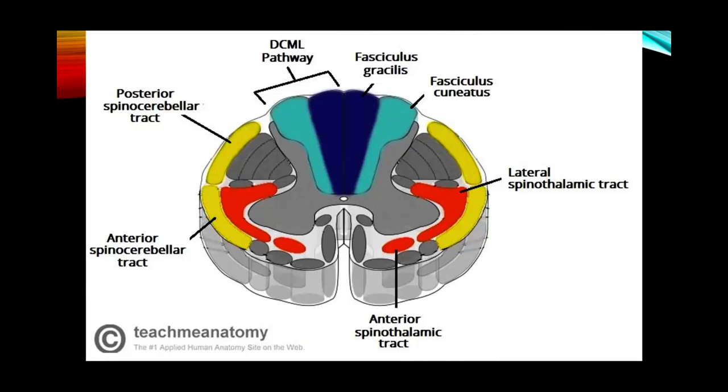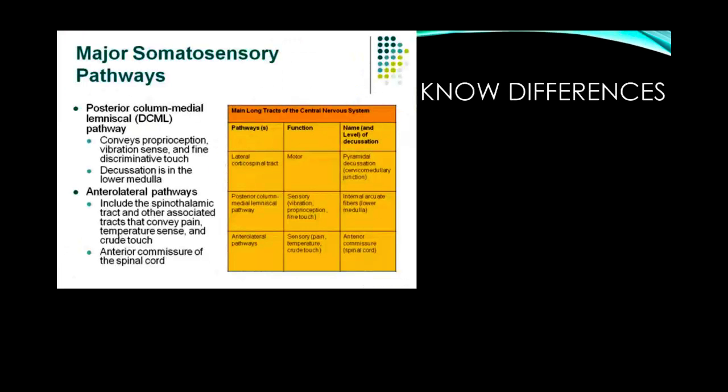Okay, this is just a reminder of where these tracts run, and the differentiation anatomically is really helpful because it tells you which part of the spinal cord is lesioned, because they're very separated. And this is the PCML information, and then the spinothalamic tract runs here. These are good review tables.